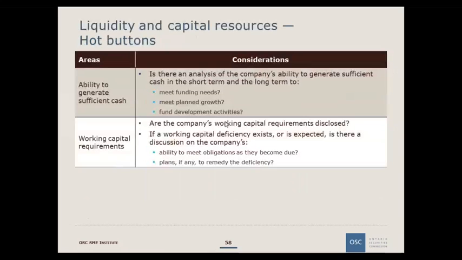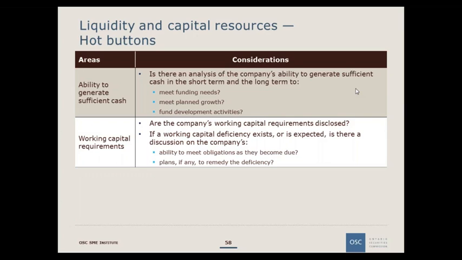The next two slides identify some hot buttons to keep in mind when preparing disclosure on liquidity and capital resources. The general areas are the company's ability to generate cash, its working capital requirements, its spending requirements, and sources of financing. For your ability to generate cash, are you able to generate sales, collect receivables? When do you expect sales or licensing or royalties?